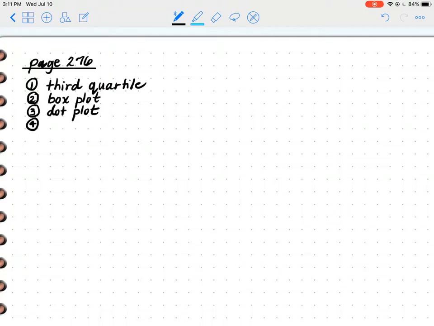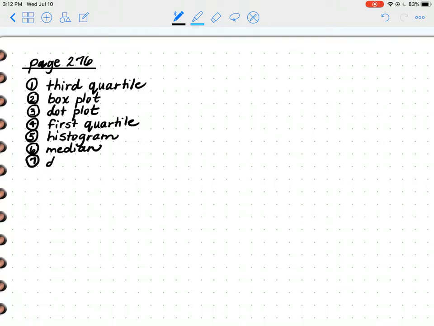Number 4, the median of the lower half of a data set is the first quartile. Number 5, a blank shows data that have been divided into intervals. Intervals is histogram. The middle of an ordered data set is the blank. Middle is median. And number 7, the blank of a data set describes how the data values are spread out. That's called the distribution.